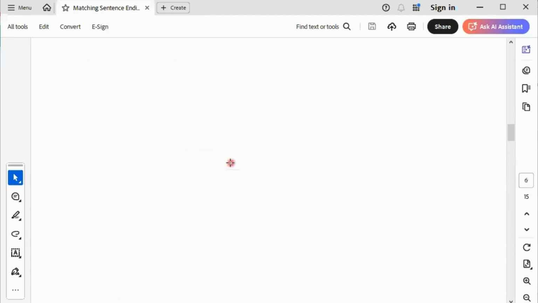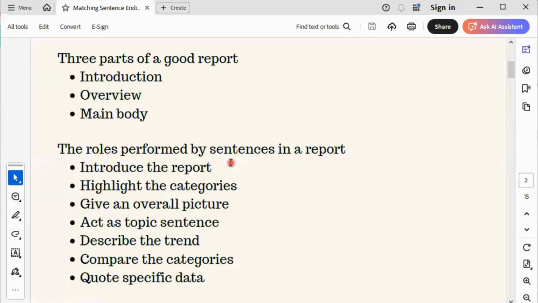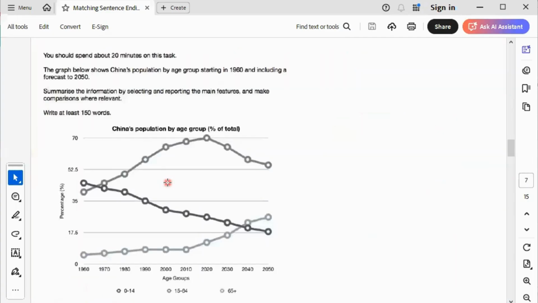And that's what you see that I wrote here. Some sentences highlight the categories. So these first 2 are usually seen in the introduction. If I want to write an introduction for this report now, this is what I'm going to write. I will say the line graph illustrates.